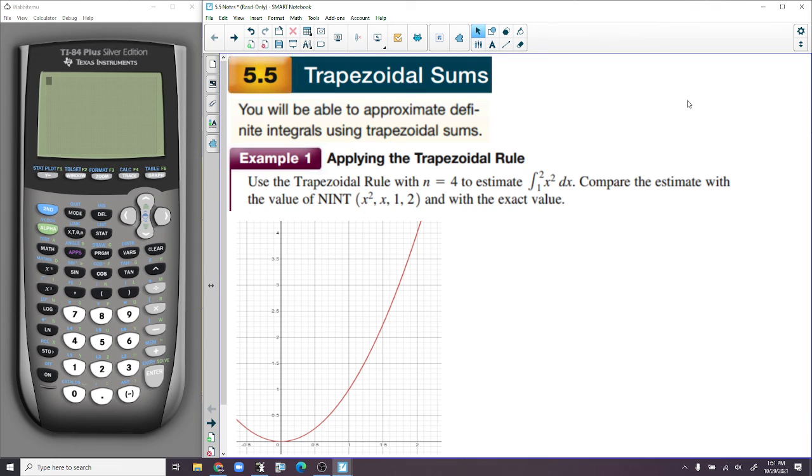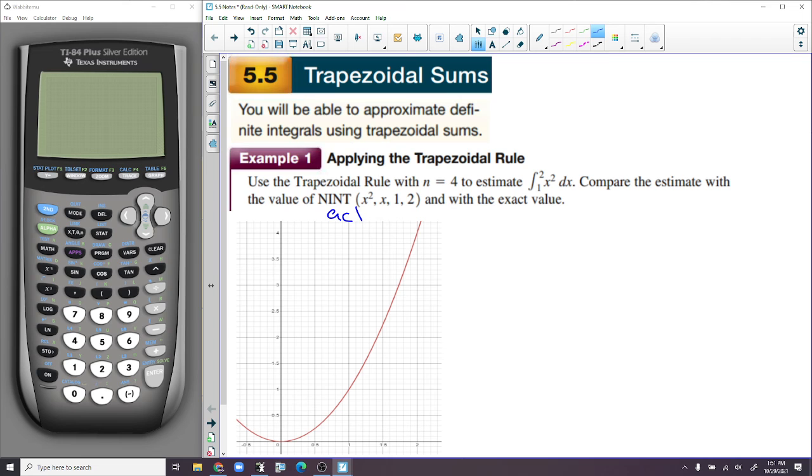5 trapezoidal sums. So we've done rectangular sums, and now we're going to do trapezoidal sums. So this isn't, it's new, but it's not new at the same time. Use the trapezoidal rule with n equals 4 to estimate the area from 1 to 2 of x squared dx. Compare the estimate with the value of the actual answer.